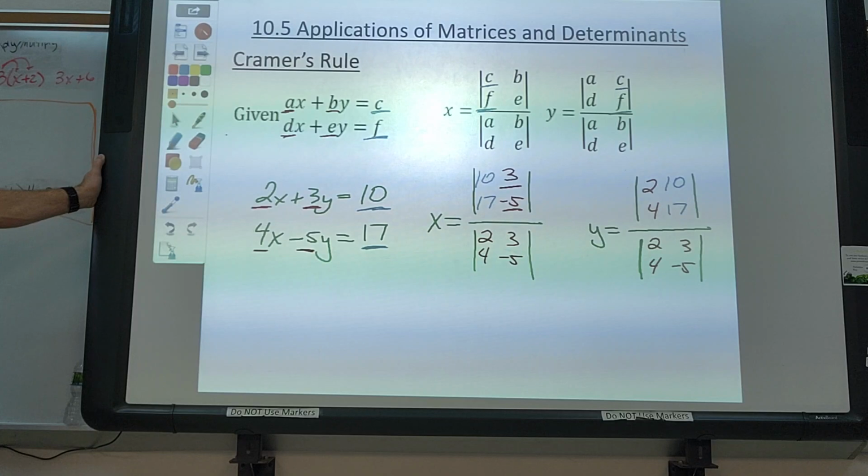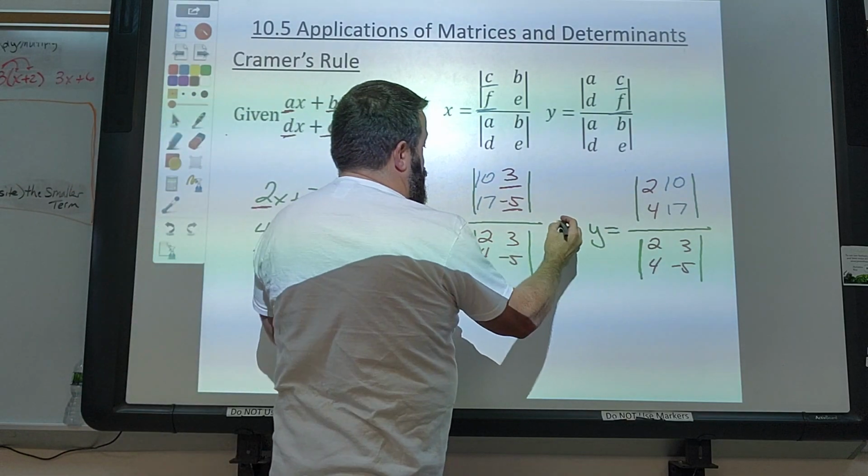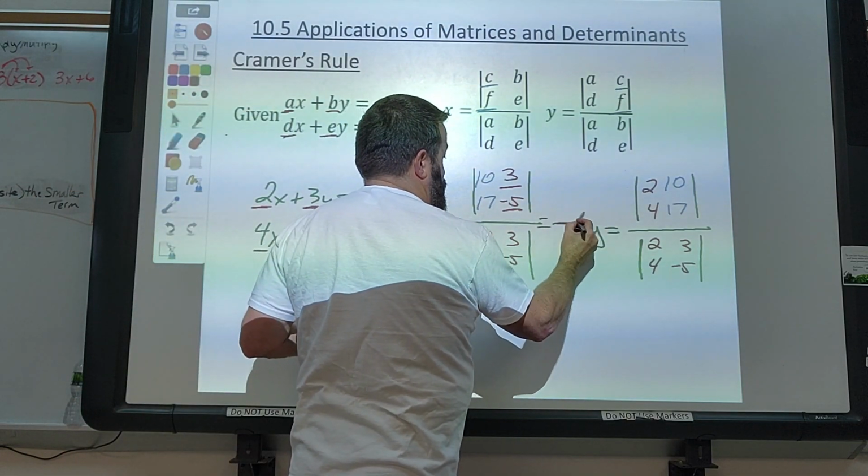Now it's just a matter of doing some determinants. As you do these, my recommendation is always do the denominator first. Because if the denominator turns out to be 0, you can't have 0 in a denominator, and that means you're dealing with either no solution or infinite solutions. So you want to figure that out right off the bat. So I'm going to start off with these two denominators because they're both going to be the same.